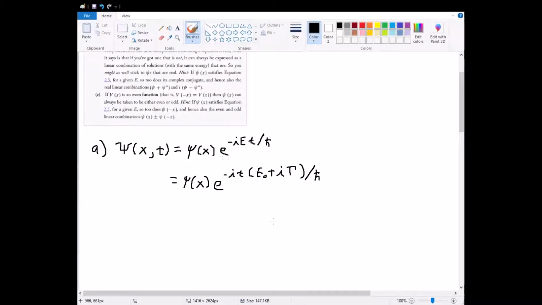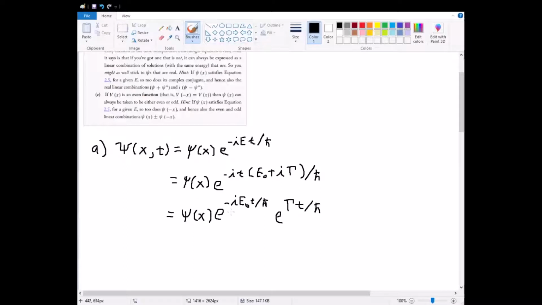From here, we can make a few simplifications to make this easier to read. This is equal to little psi of x multiplied by, since exponentials with powers being added can be replaced with products, e to the power of negative I E naught t all over h bar, multiplied by e to the power of, and here we have negative I multiplied by a positive I, so that just becomes positive, e to the power of tau times t all over h bar.